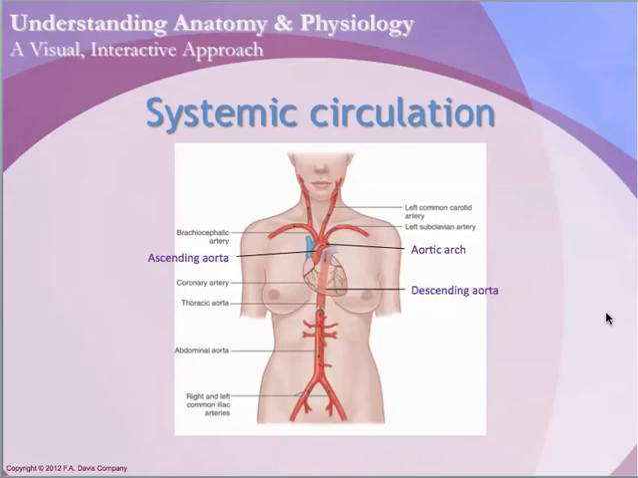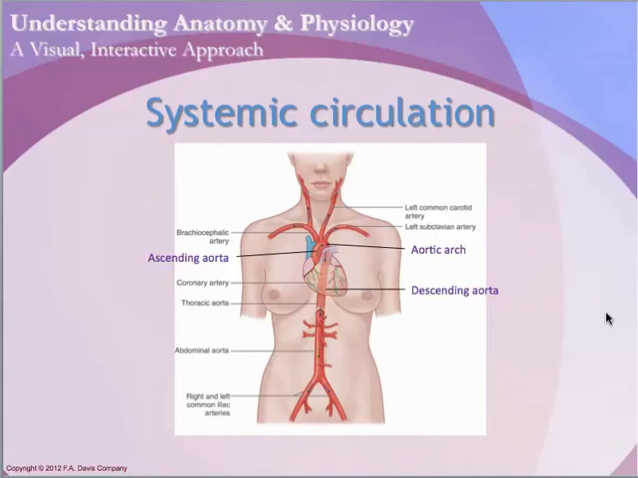The right and left coronary arteries branch off the ascending aorta to supply blood to the myocardium, which we learned last section. Then it becomes the aortic arch, which curves over the heart and turns downward behind the heart, making an inverted kind of U shape. The aortic arch branches into three major arteries: the brachiocephalic artery, the left common carotid, and the left subclavian.